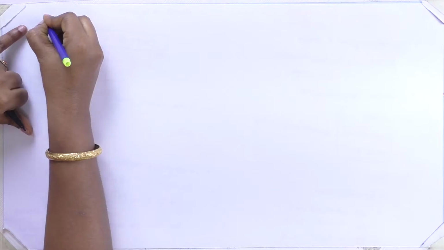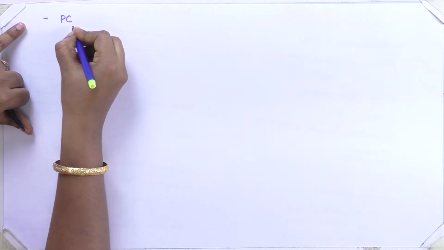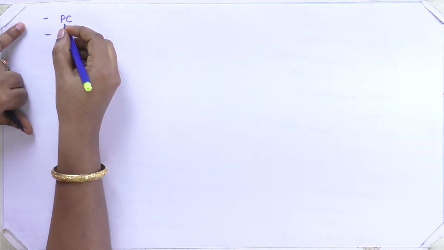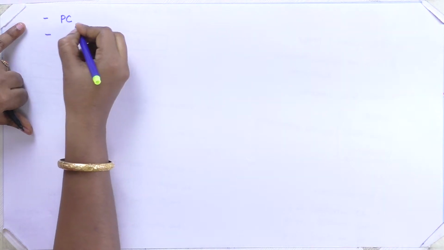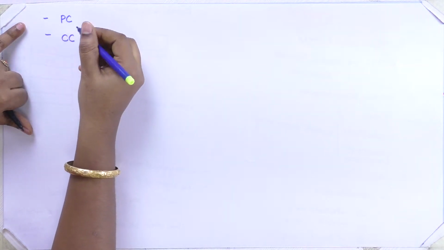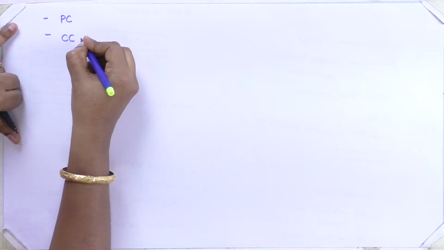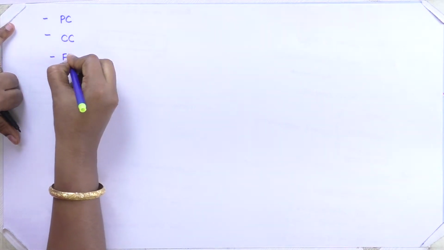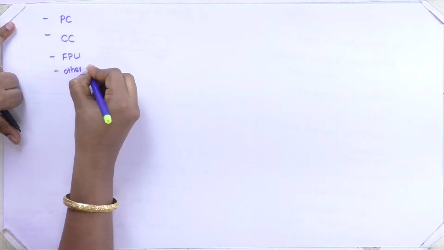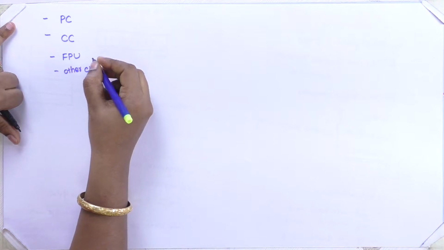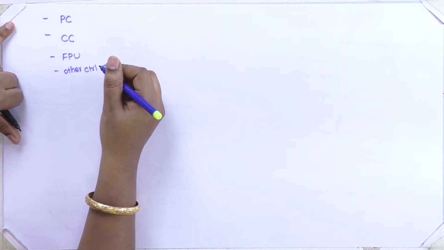We also have the program counter register, which will always store the address of the next executable instruction. Then the condition code register, which will always store the result of the condition. A floating point unit is there, and other control registers are also present. So in total, more than 100 general purpose registers are available in UltraSPARC architecture.